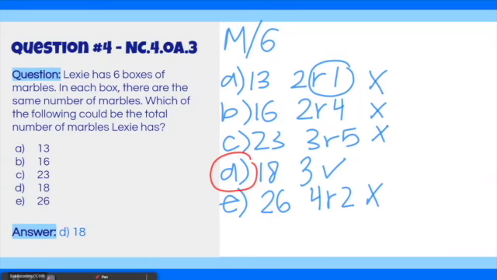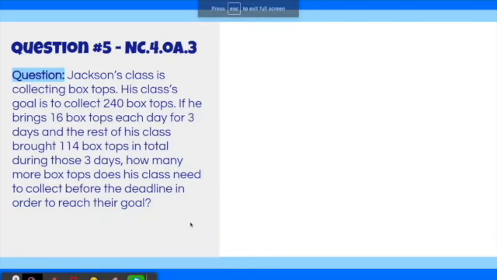Okay, so moving on to the next question. Question number 5. Jackson's class is collecting box tops. His class's goal is to collect 240 of them. If he brings 16 box tops each day for 3 days, and the rest of his class brings 114 box tops in total during those 3 days, how many more box tops does his class need to collect before the deadline in order to reach their goal? Go ahead and pause the video if you need more time.